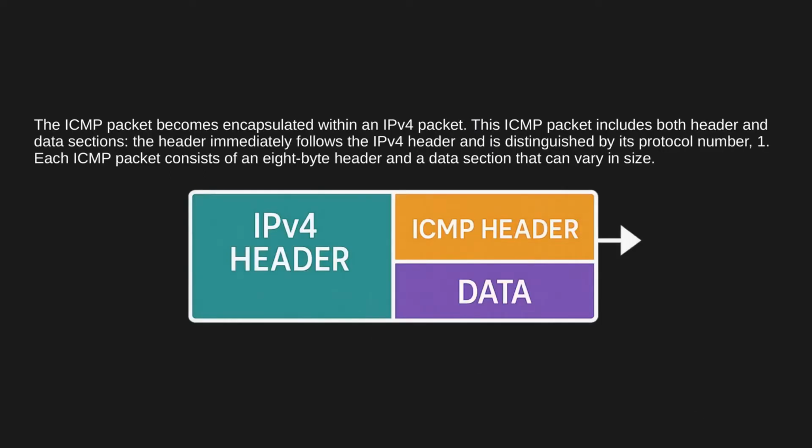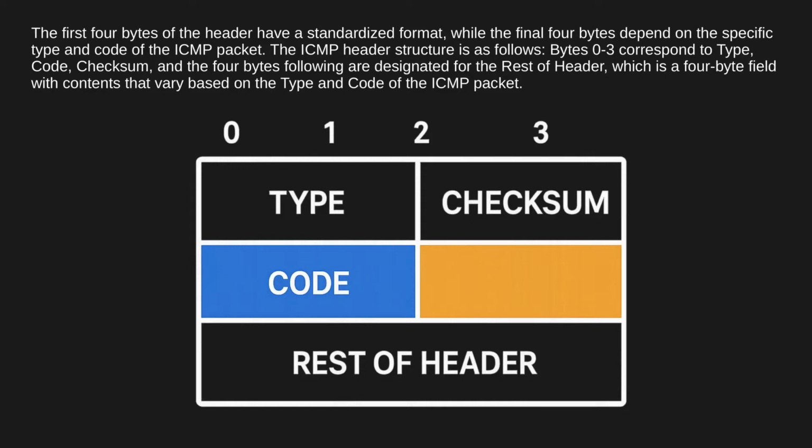The ICMP packet becomes encapsulated within an IPv4 packet. This ICMP packet includes both header and data sections. The header immediately follows the IPv4 header and is distinguished by its protocol number, 1. Each ICMP packet consists of an 8-byte header and a data section that can vary in size. The first 4 bytes of the header have a standardized format, while the final 4 bytes depend on the specific type and code of the ICMP packet.